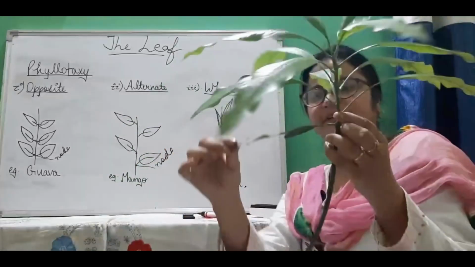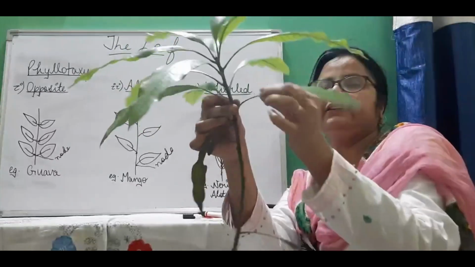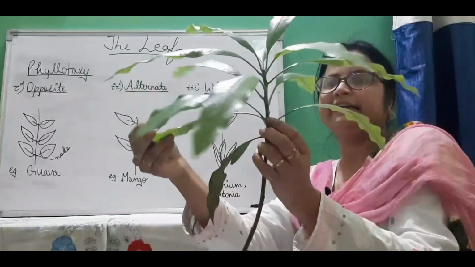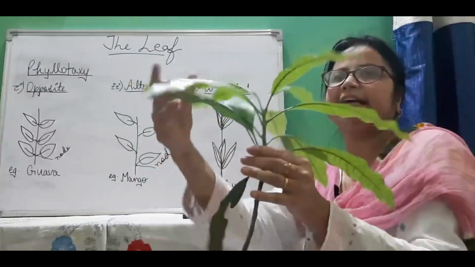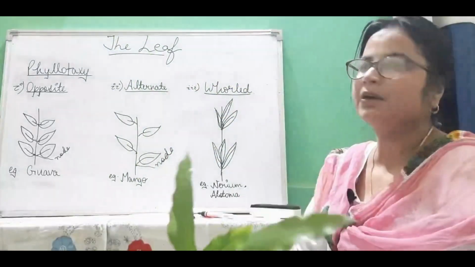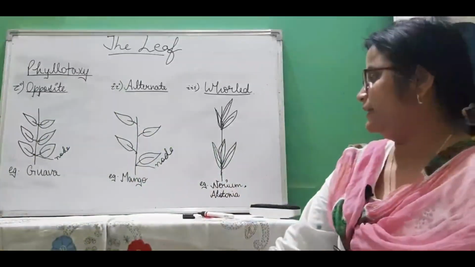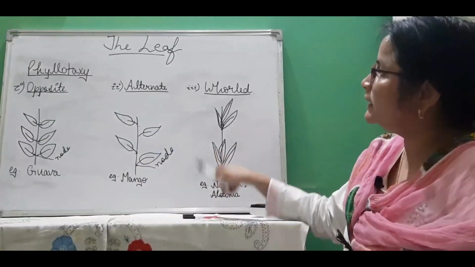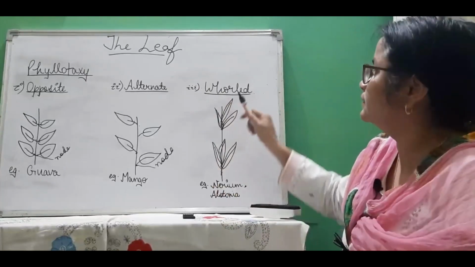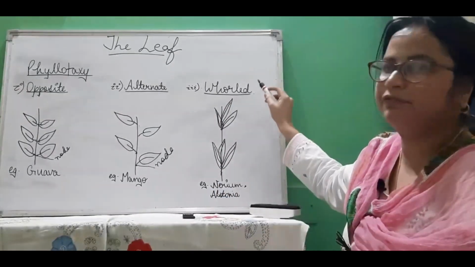See, you can see one leaf is attached on this node, this side, another leaf on another side. Then right side, then left side, then right, then left. This type of arrangement of leaves is known as alternate phyllotaxy or alternate arrangement of leaves. Another type of phyllotaxy is known as whorled phyllotaxy, or whorled arrangement of leaves.